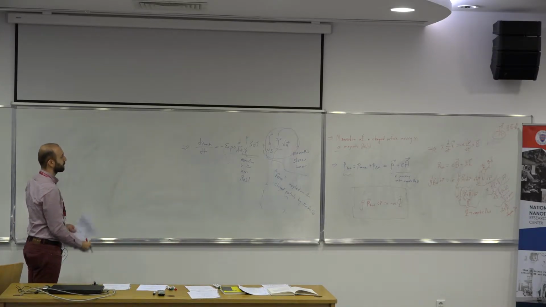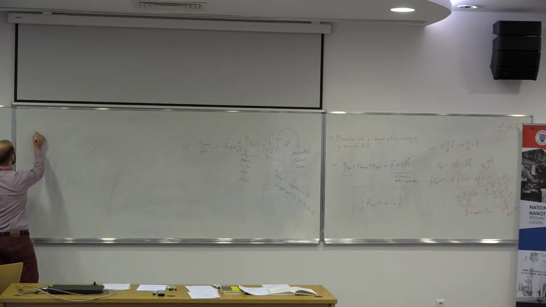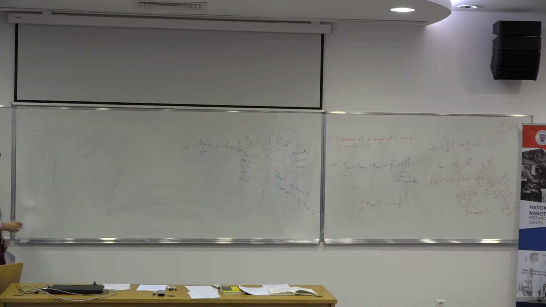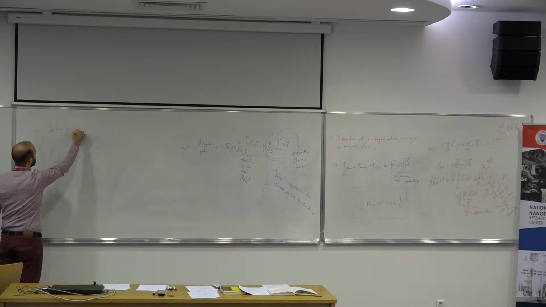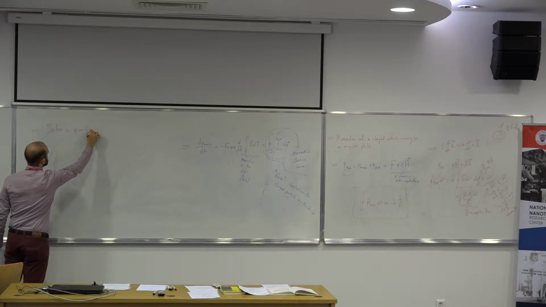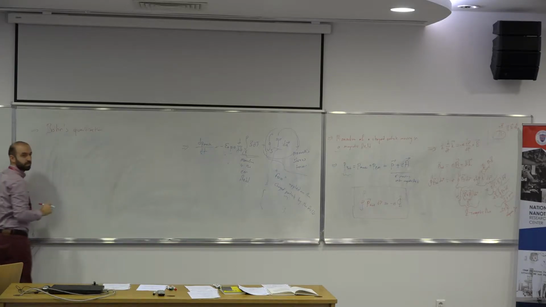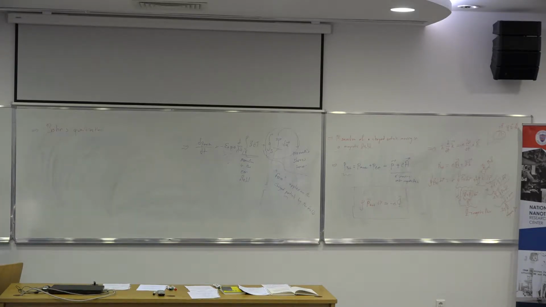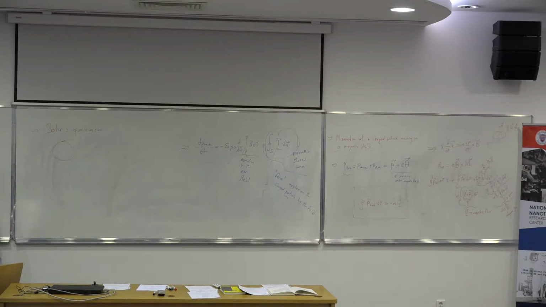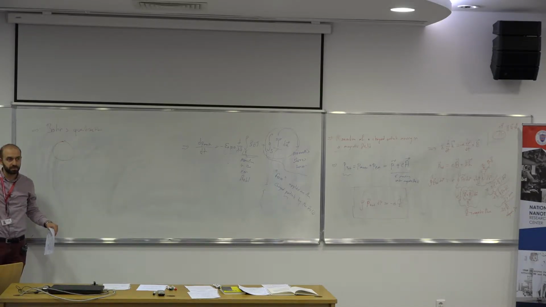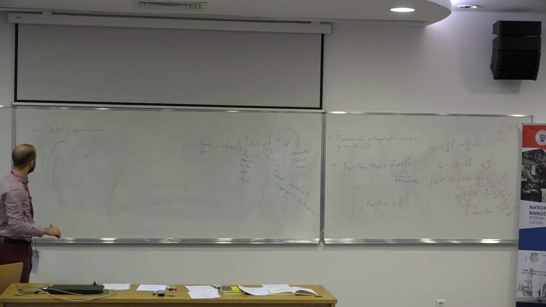Now, a long time ago, we discussed Bohr's quantization. And the idea there was, I have an electron that goes around a circular orbit, just like this one. It goes around the circular orbit because of the magnetic field.